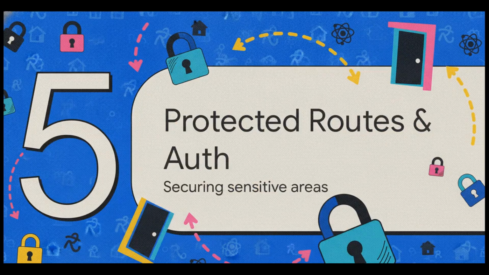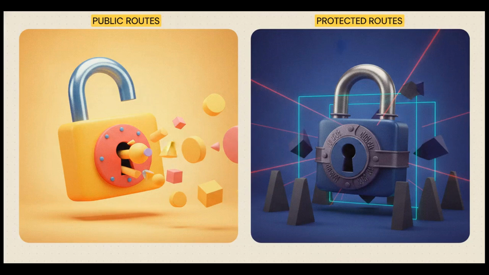And now for the climax of our explainer, Section 5, Protected Routes and Authentication. In any real-world app, you're going to have a really stark contrast between public areas and private data. Public routes, like your homepage, maybe your login screen, those are open for the whole world to see. But protected routes, things like a user dashboard or billing settings, those have to be heavily guarded. Basically, if a user isn't logged in, they absolutely should not be allowed inside those rooms.